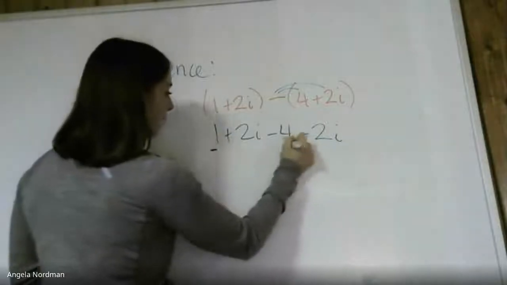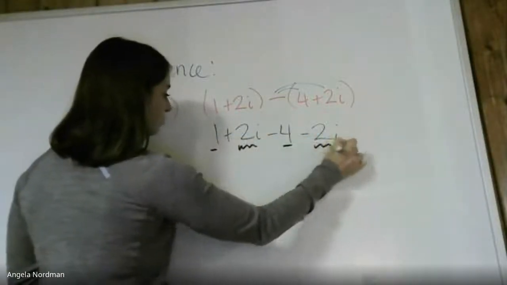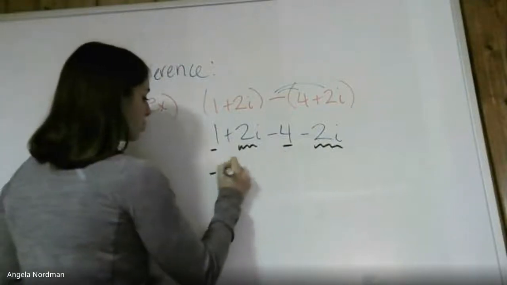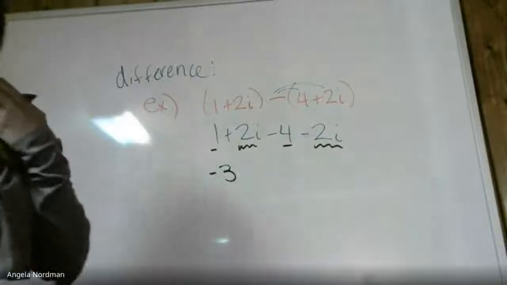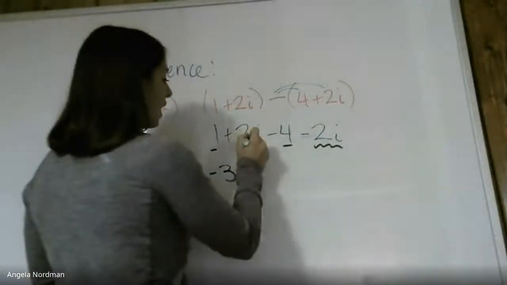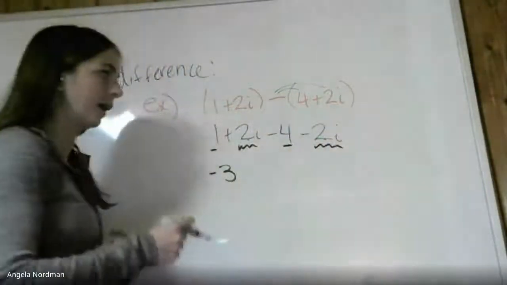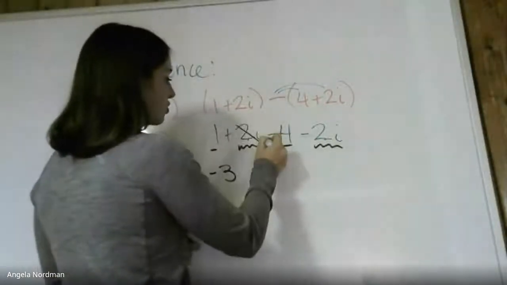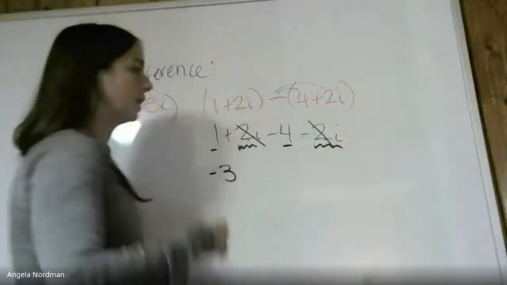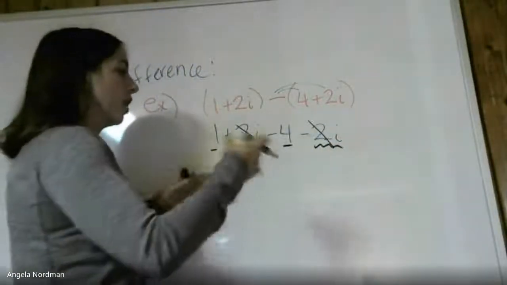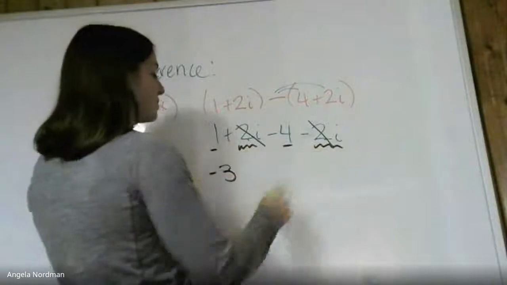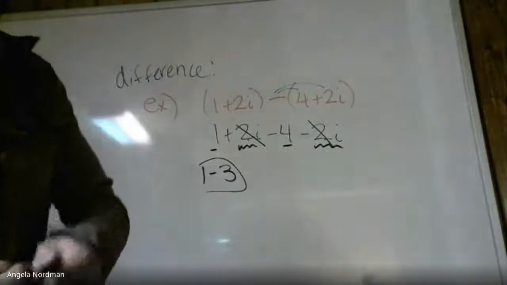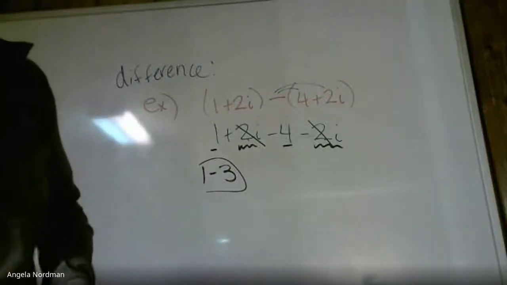Now I can combine my like terms. So this is going to be 1 plus negative 4, which is negative 3. And then after that, 2i plus negative 2i. This works just like anything else. If you have a fully positive version of one thing, that you also have a fully negative version of the other, right? Those are going to add up to be 0. So my final answer would just be negative 3 for that subtraction.